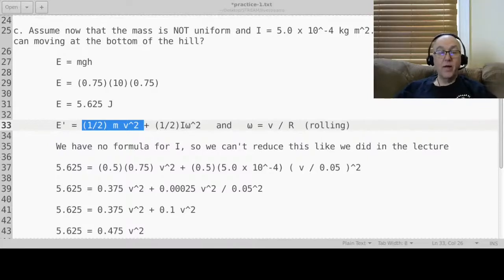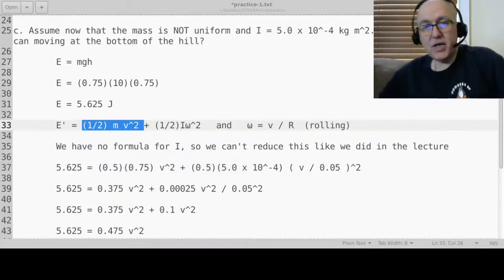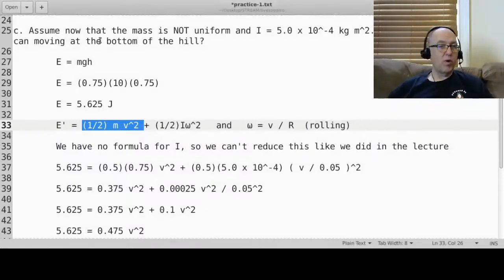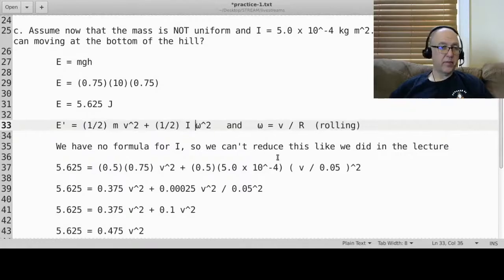That's just 1/2 mv squared. That v in that formula is the velocity of the center of mass. So the center of mass is moving with some velocity v. It has some mass m, and so it has an energy 1/2 mv squared. But that's not all of the energy, because it's also spinning. Anything that's spinning has rotational kinetic energy, and rotational kinetic energy is given by the formula 1/2 I omega squared. So there's the other piece to it.